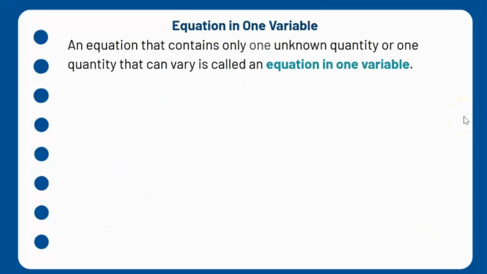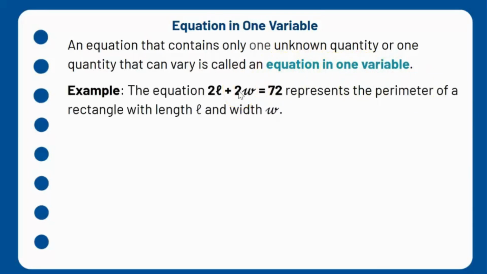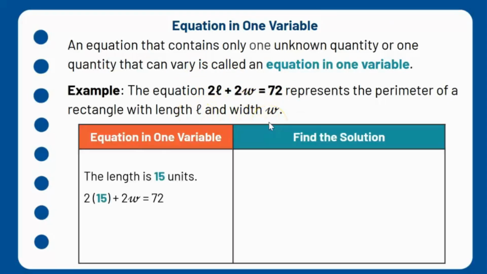An equation that contains only one unknown quantity or one quantity that can vary is called an equation in one variable. We can use an equation like 2L plus 2W equals 72. This equation represents the perimeter of a rectangle with L being length and W being width. If the length of the rectangle is 15 units, we can use the value of 15 in the equation in the place of L. Then, W is the only quantity we don't know. This is an equation in one variable because there's only one quantity that is unknown.